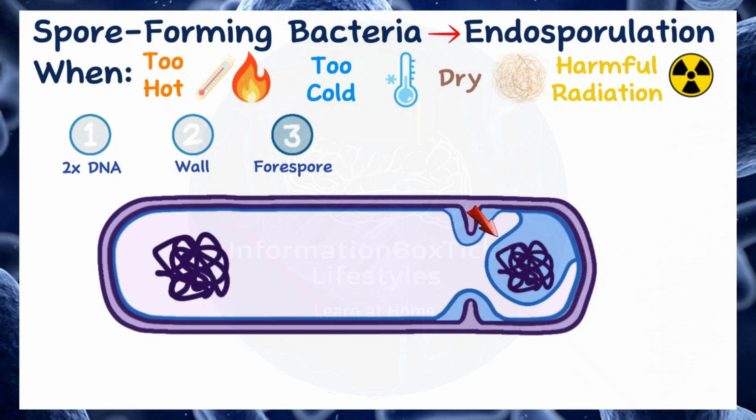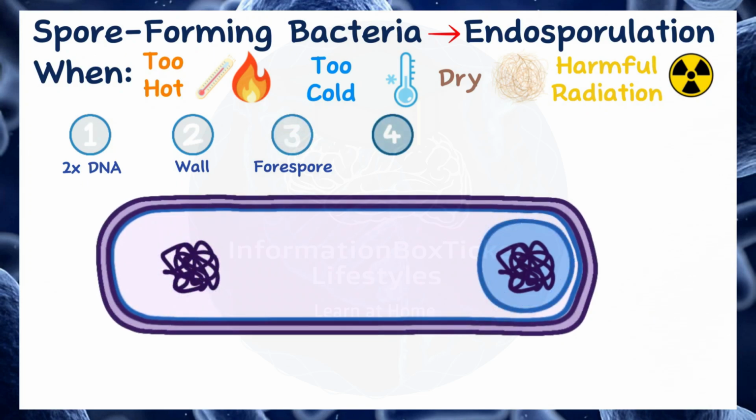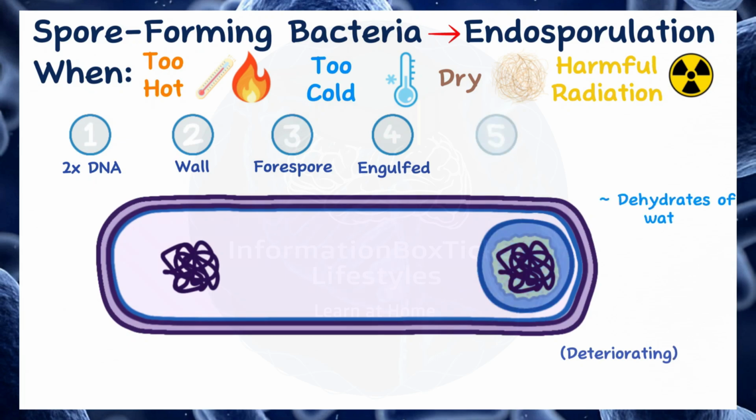The plasma membrane then surrounds the forespore and pinches it off, resulting in the formation of a separate forespore. The forespore is subsequently engulfed by the mother cell, leading to a cell-within-a-cell arrangement. Within the deteriorating mother cell, the forespore dehydrates and accumulates calcium while being encased in a robust cortex.